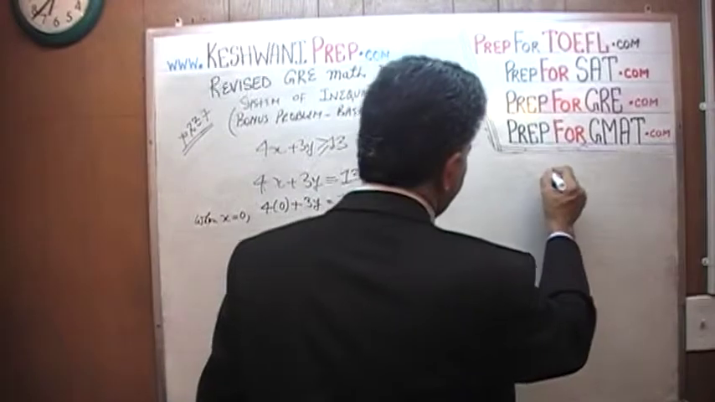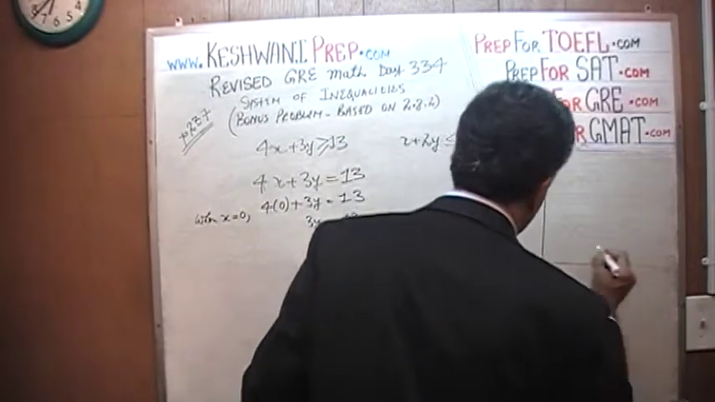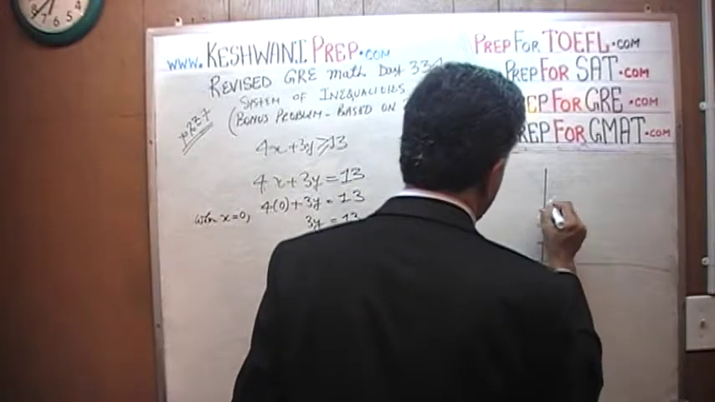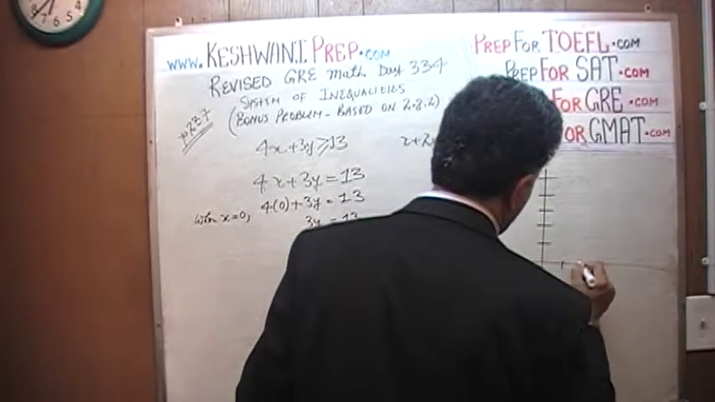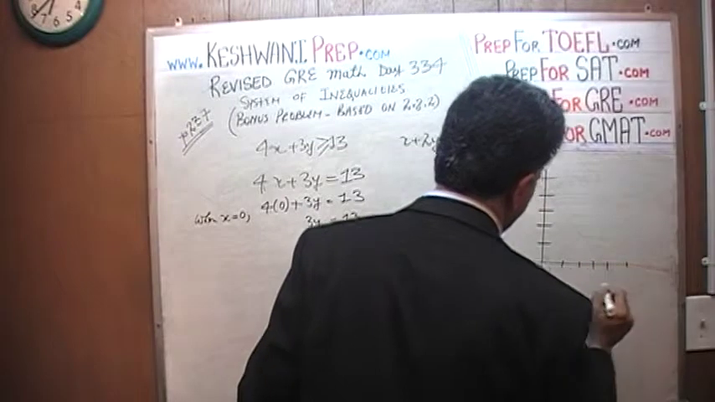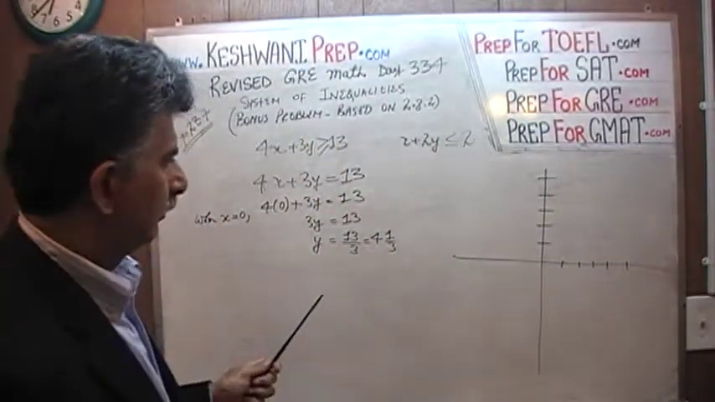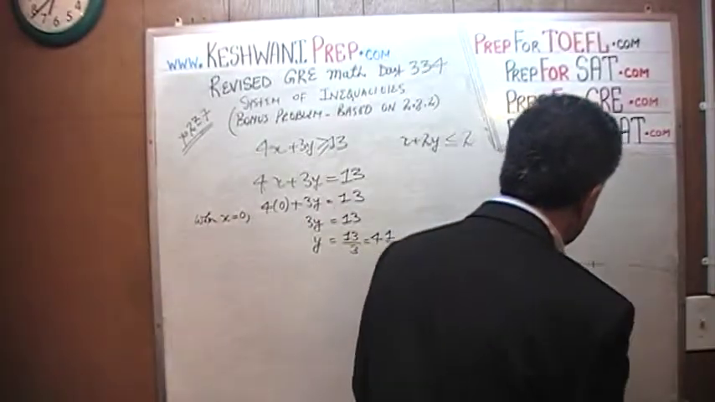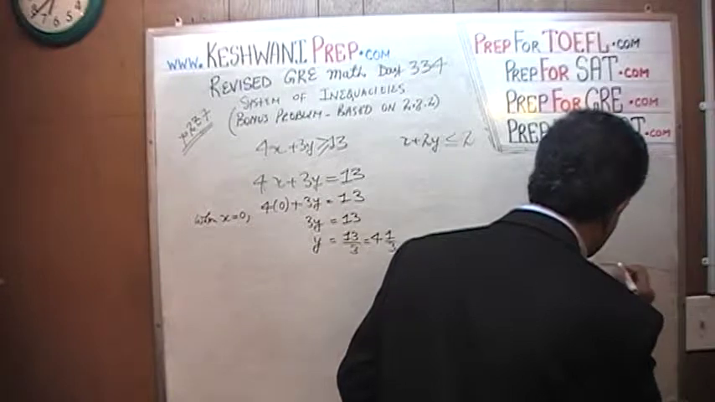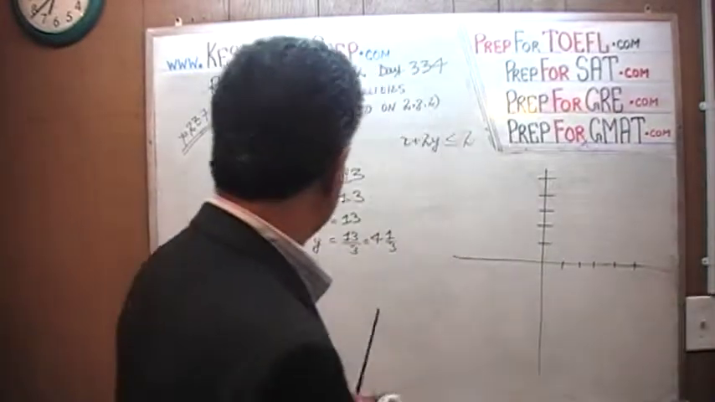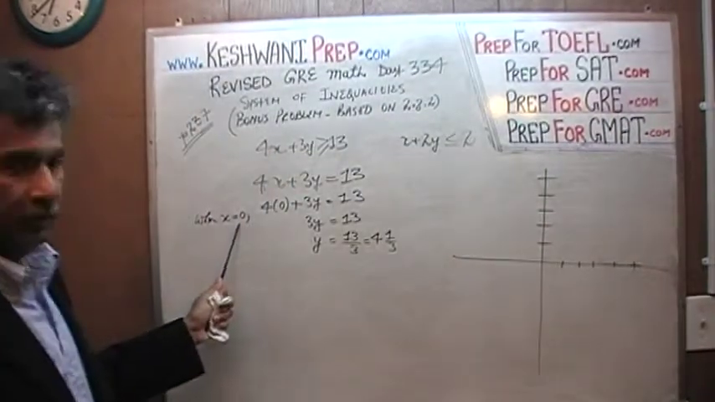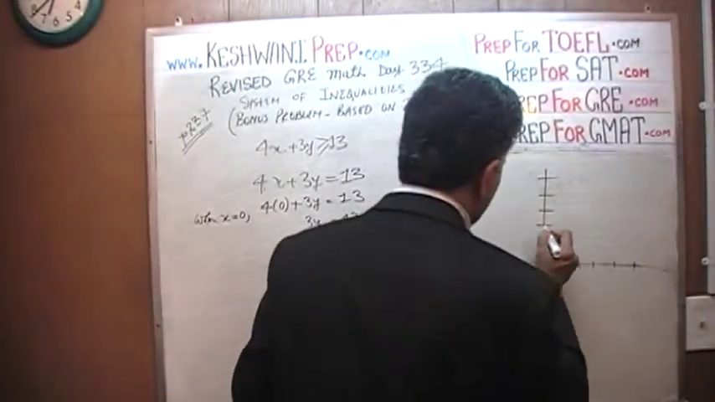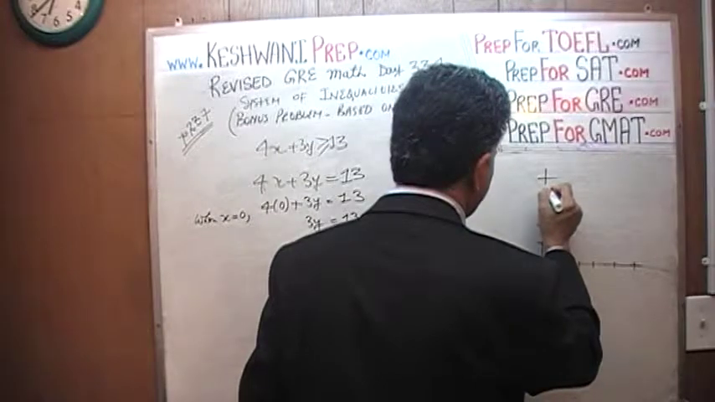Let's show it here. 1, 2, 3, 4, 5. 1, 2, 3, 4, 5. 4 and 1/3. When x is equal to 0, on the y-axis is 4 and 1/3. 1, 2, 3, 4 and 1/3, somewhere here.